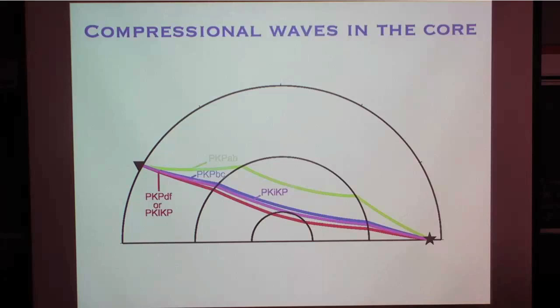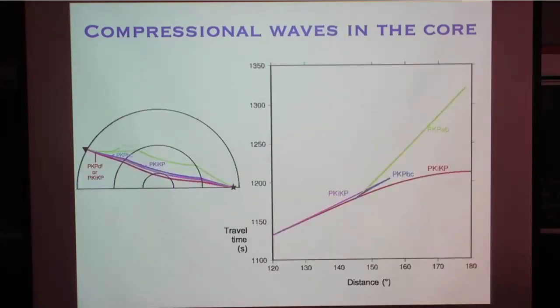What's the difference between the AB and the BC branch? And it seems like those are violating Snell's law. They're not super rebellious and violating Snell's law. What you actually have is an exciting shaped travel time curve.